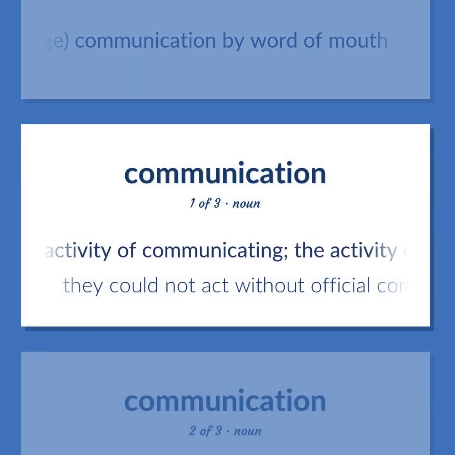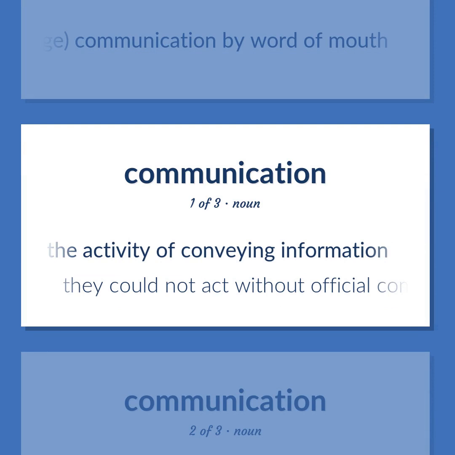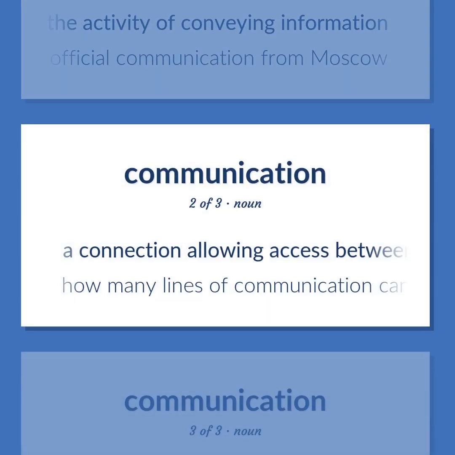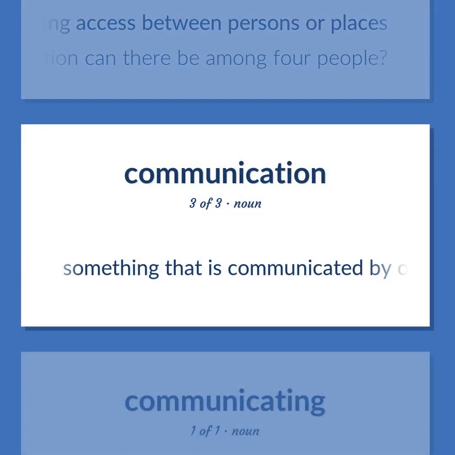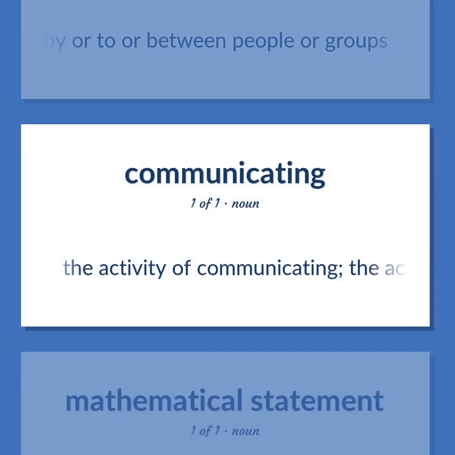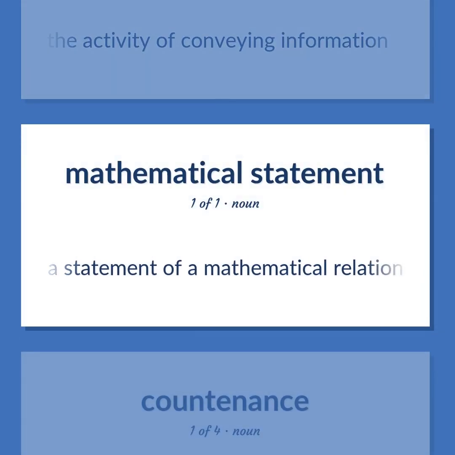Communication: the activity of communicating, the activity of conveying information. They could not act without official communication from Moscow. A connection allowing access between persons or places. How many lines of communication can there be among four people? Something that is communicated by or to or between people or groups. The activity of communicating, the activity of conveying information. A statement of a mathematical relation.